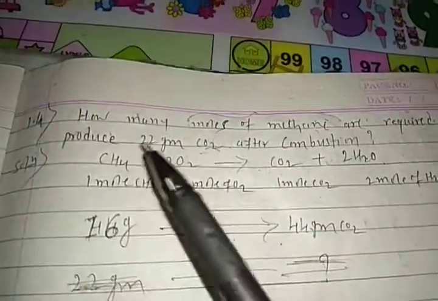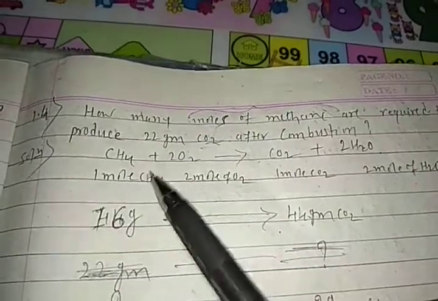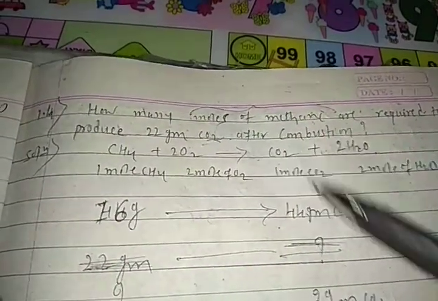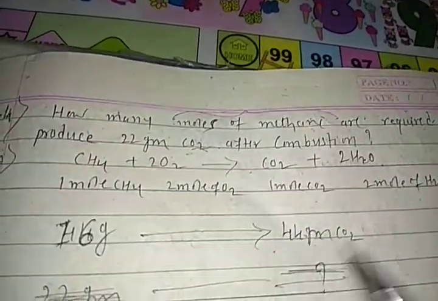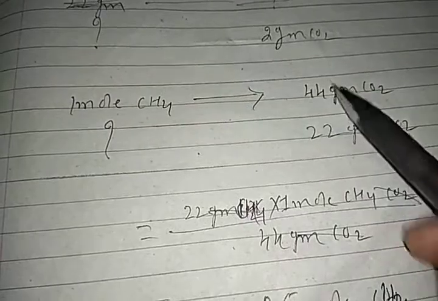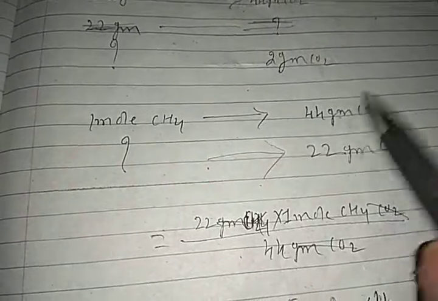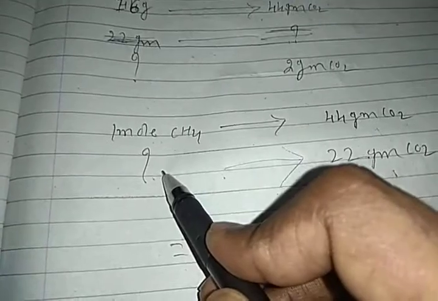Let's see, students. 1 mole of methane means 16 gram. 1 mole of carbon dioxide is 44 gram. Right. So I have written here that 1 mole of methane produces 44 gram of carbon dioxide. Right. If, rather than 44 gram, carbon dioxide produced is 22 grams, then how many moles of methane will burn?